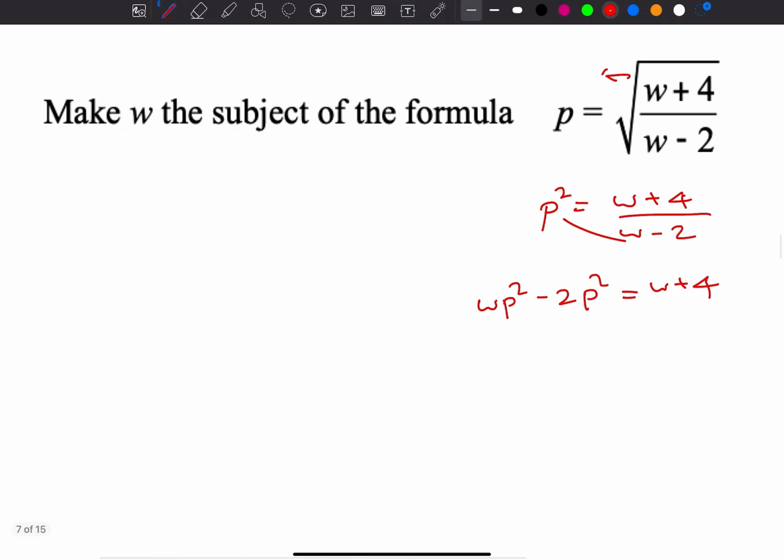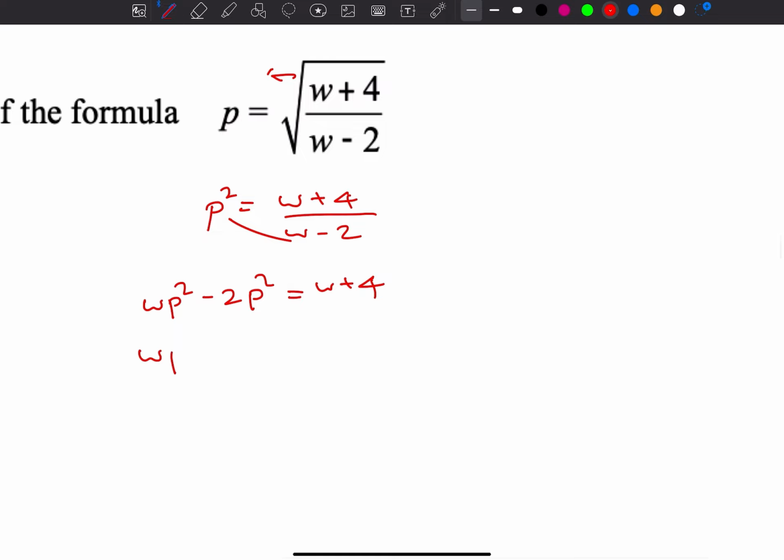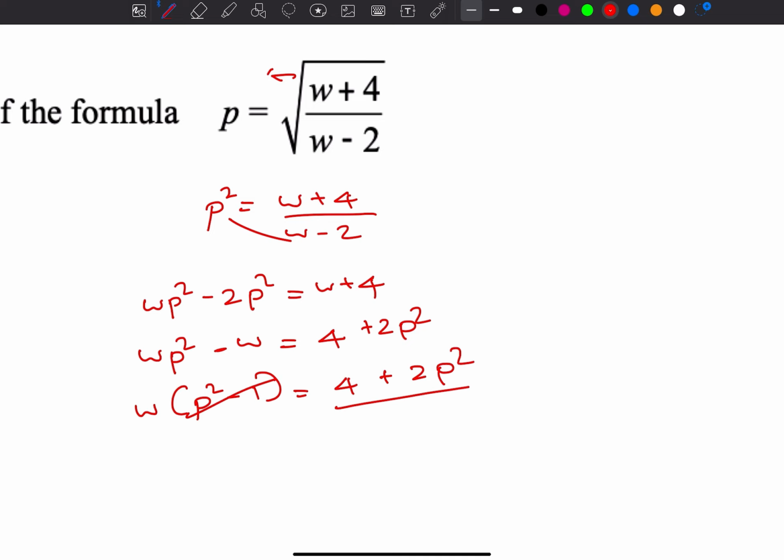You want to make w the subject, okay? So wp squared can stay here. The 1w can come here, minus w equals 4 can stay there. Minus 2p squared goes to the other side, plus 2p squared. You take the w common, what do you get? w times (p squared take away 1) equals 4 plus 2p squared, divided by that, isn't it? So w equals (4 plus 2p squared) over (p squared minus 1), and that's the answer.